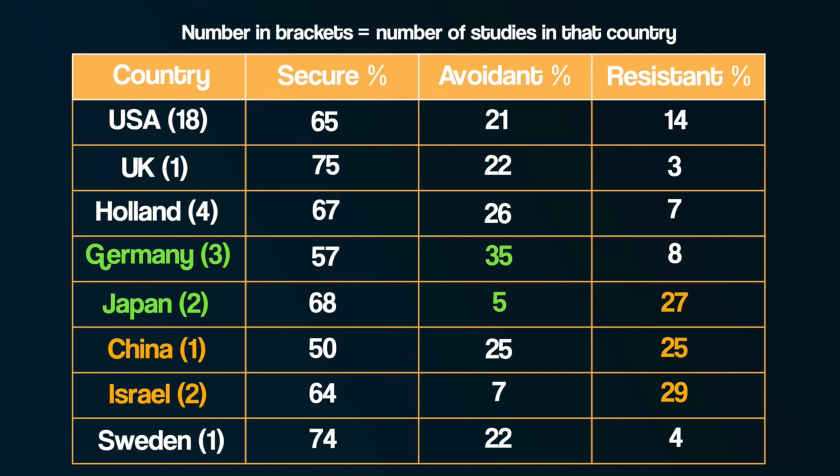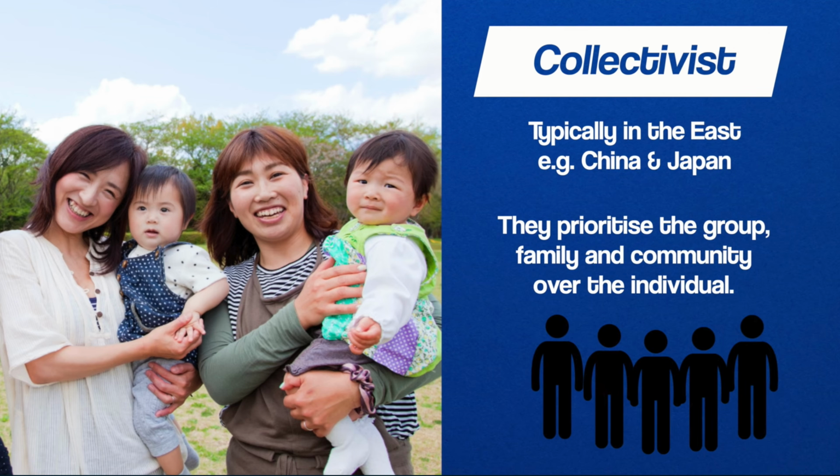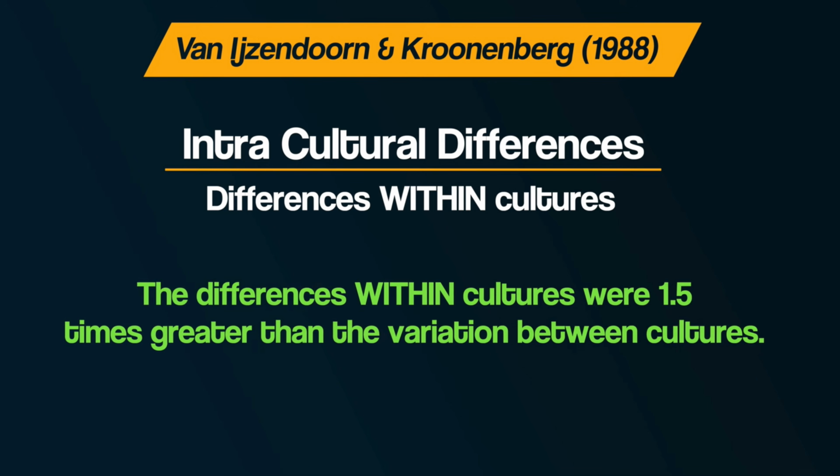The results of the meta-analysis revealed that secure attachment was the most common across all cultures studied, with Germany showing a higher rate of insecure avoidant attachment and Japan showing a higher rate of insecure resistant attachment. Cultural differences, such as Germany's emphasis on independence and Japan's focus on dependence, explain these variations. The study also found greater variation within cultures than between them. The differences within cultures were 1.5 times greater than the variation between cultures.